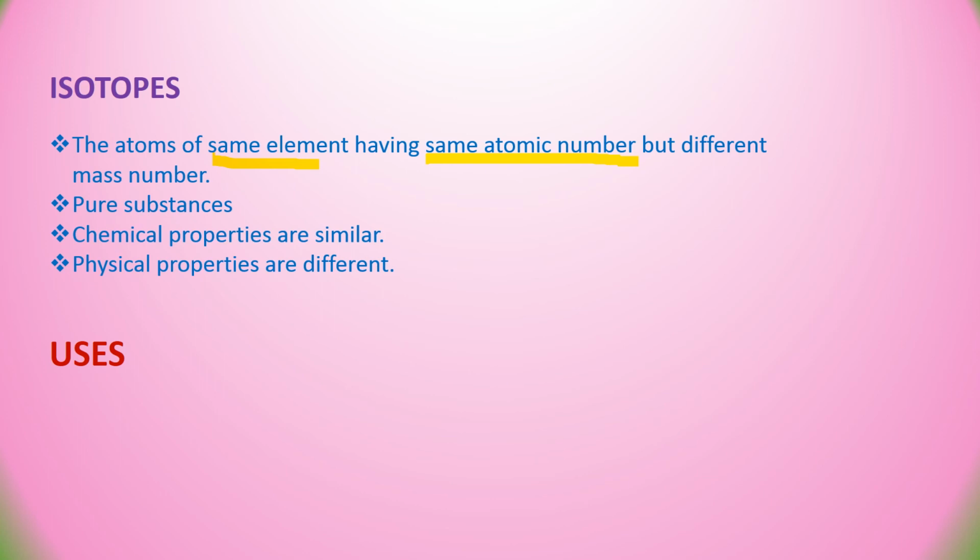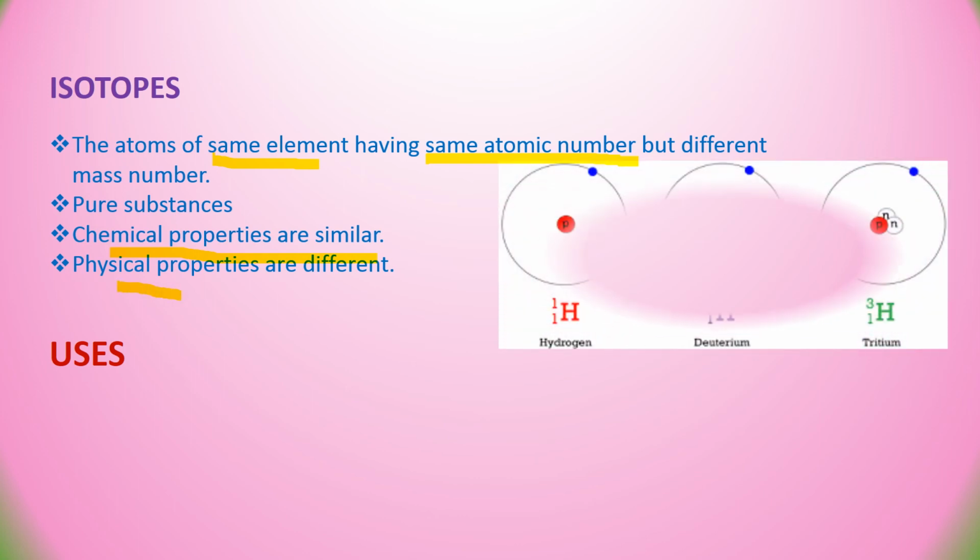Okay, and because they have the same atomic numbers, they are pure substances, and chemically they are similar, but in physical appearance they are different. So what are the uses? There are a lot of uses. Okay, now coming to the structure, dear students, these are the isotopes.